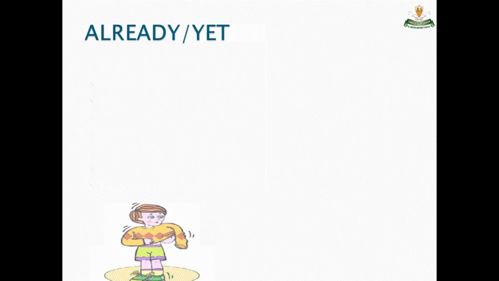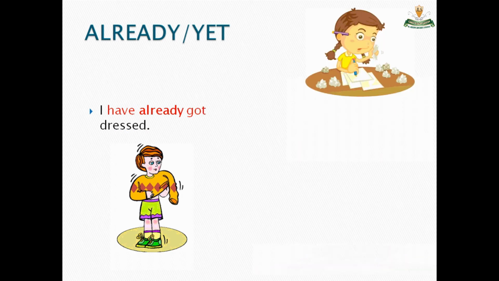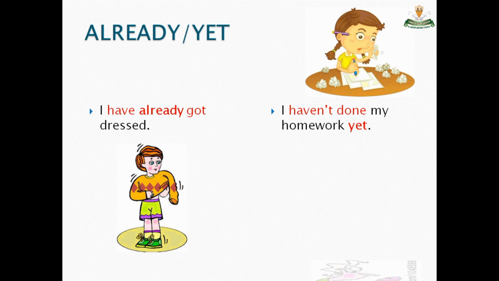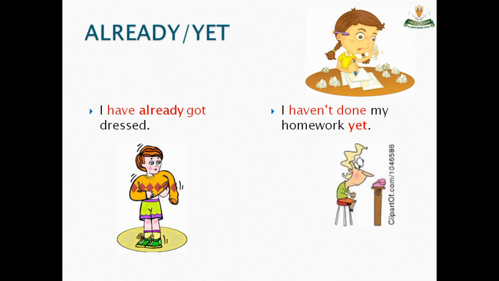I'll show you some examples. Now we will talk about already and yet. I have already got dressed. I haven't done my homework yet. I haven't finished my homework. So, I haven't done my homework yet. Has Sarah called yet? Look at the picture. We are still waiting. Okay.